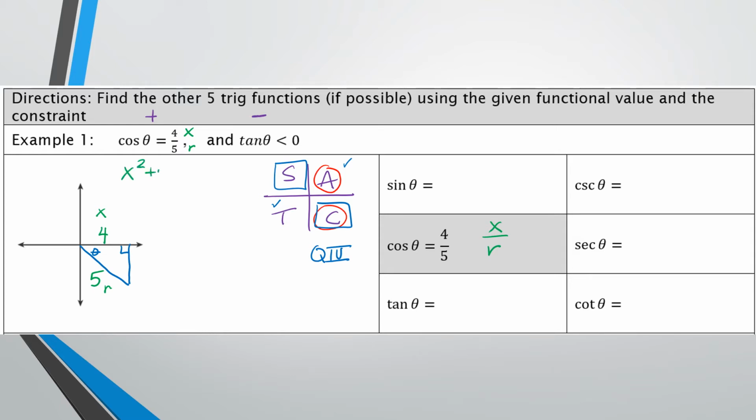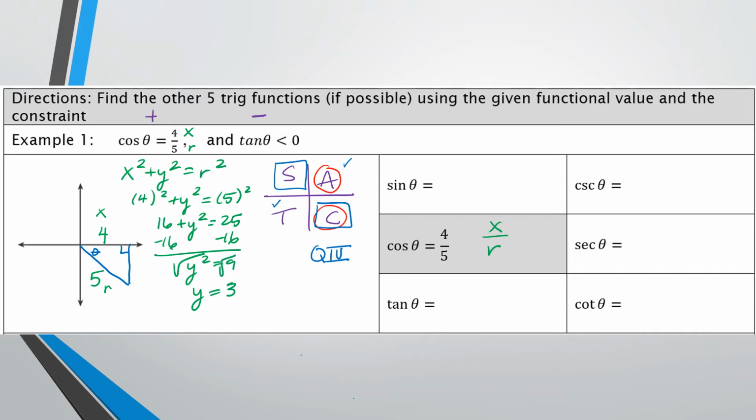X squared plus y squared equals r squared. I know that x is 4, y is what I'm looking for, and then r is 5. So I would have 16 plus y squared equals 25. And then if I subtract 16 from both sides, I get y squared equals 9. And then if I take the square root of both sides, y is equal to 3.